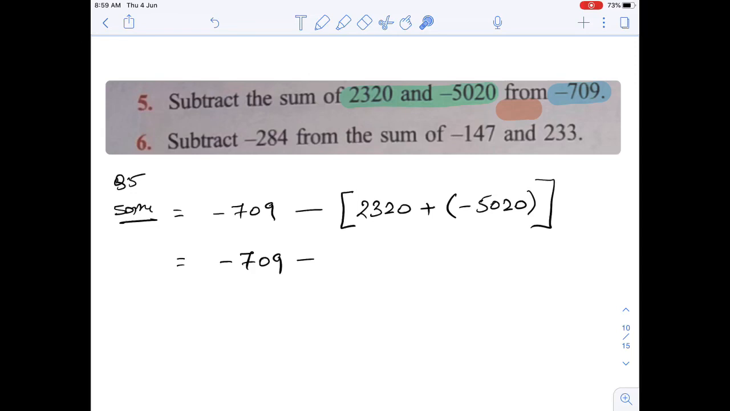Now inside the bracket, these two numbers are present where a plus sign is followed by a minus sign. These are both opposite signs, so we will make a sign change here. What type of sign change will you make? We will write 2320. Since opposite signs are there, we will write minus, and the next number is 5020.